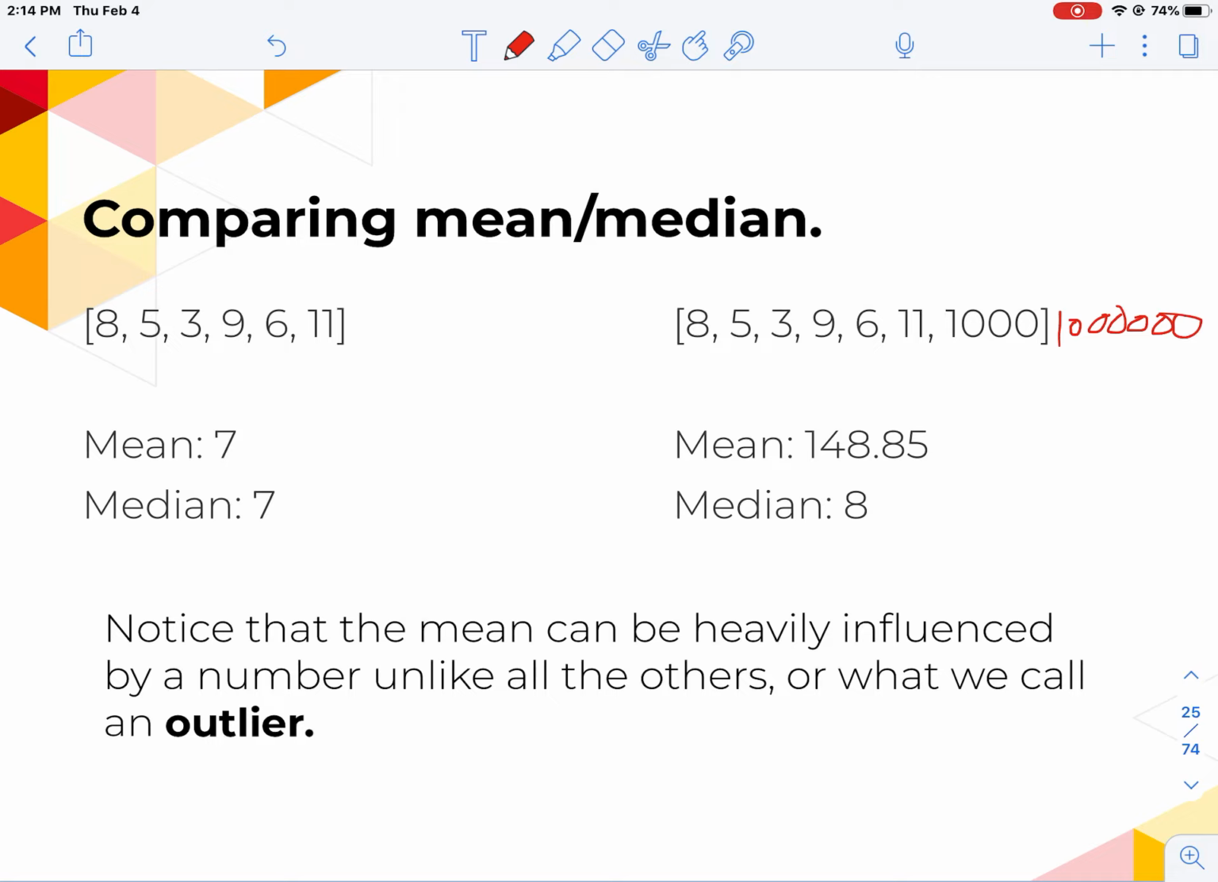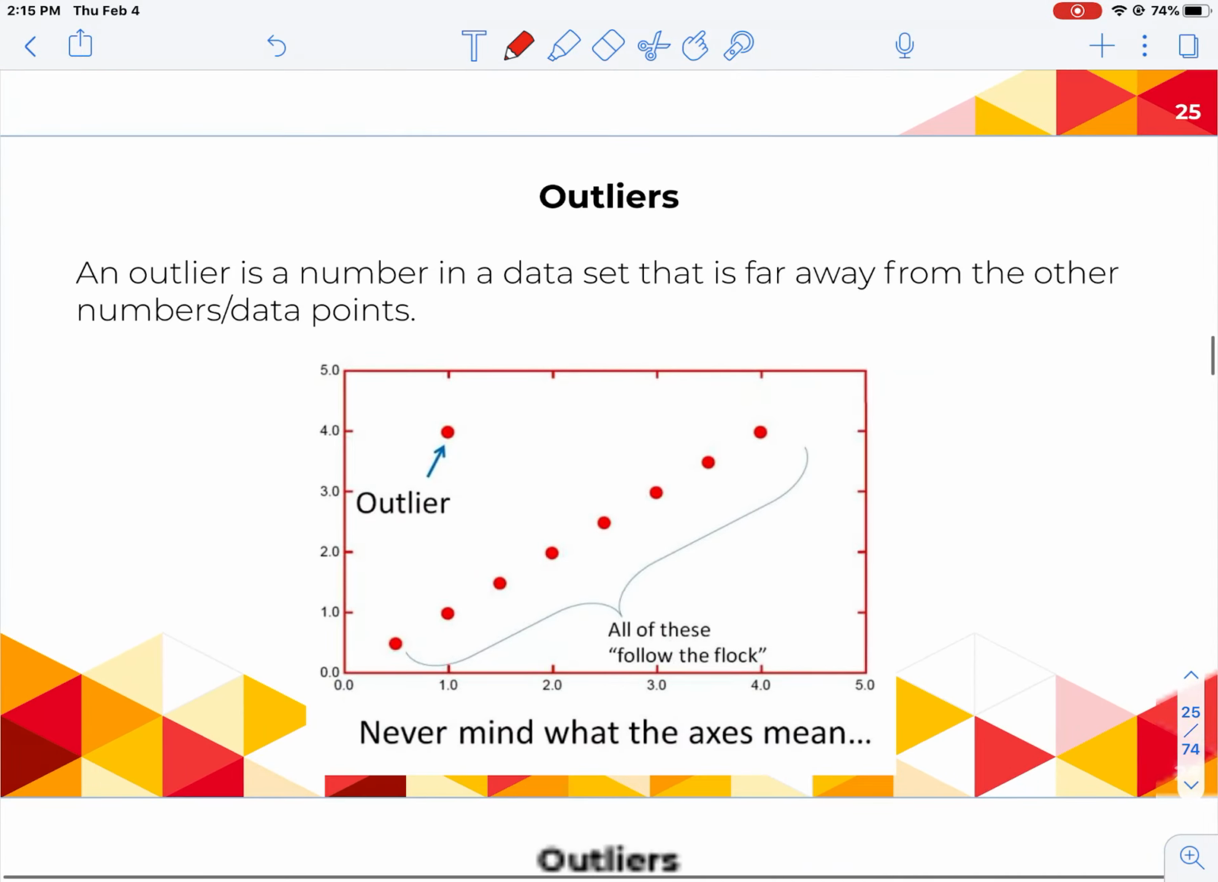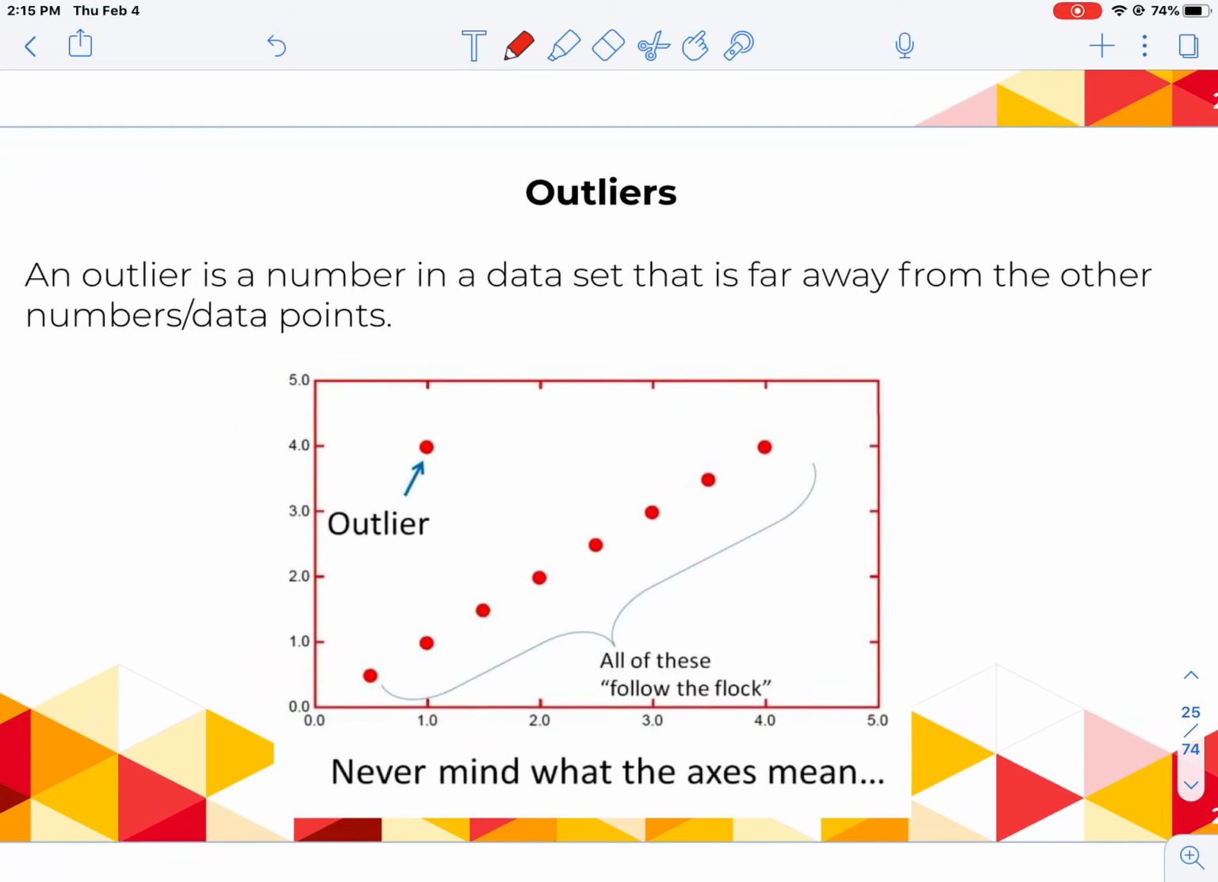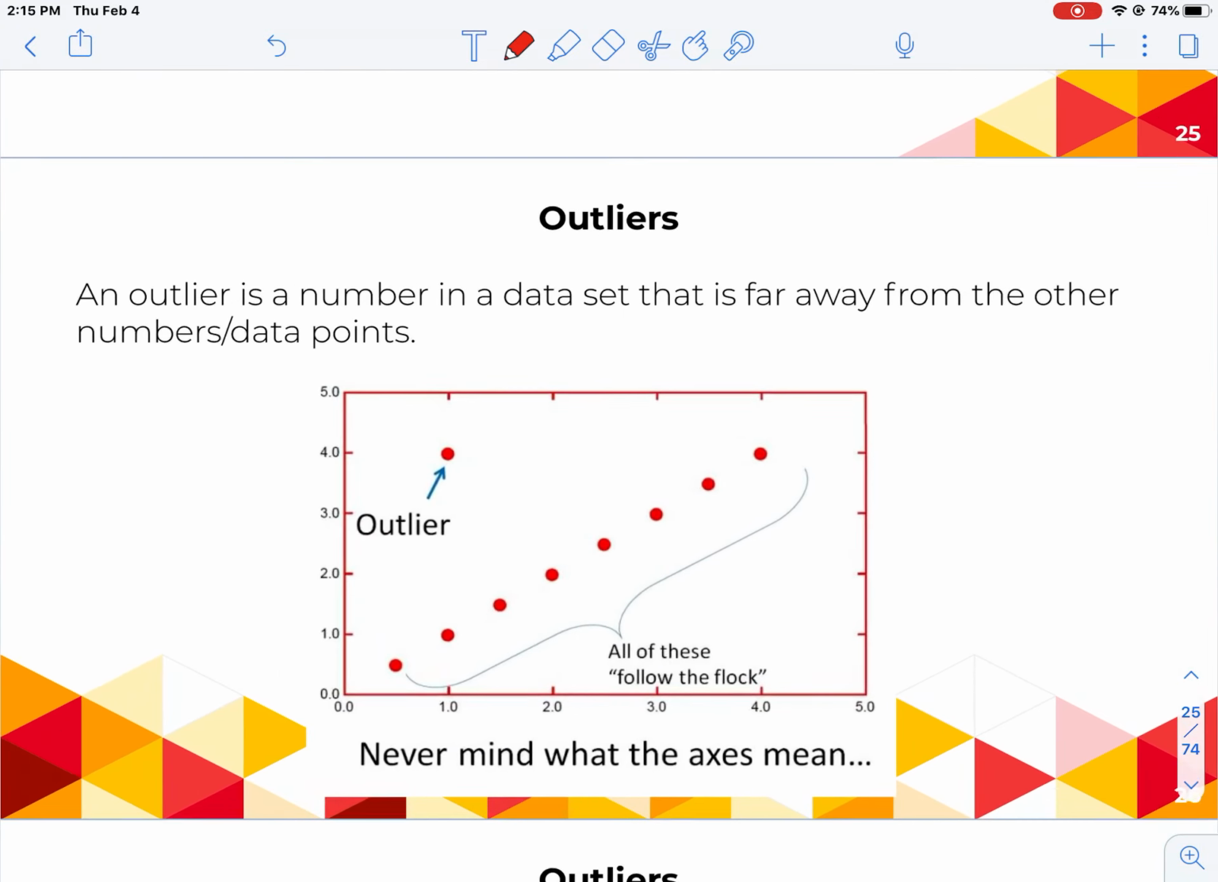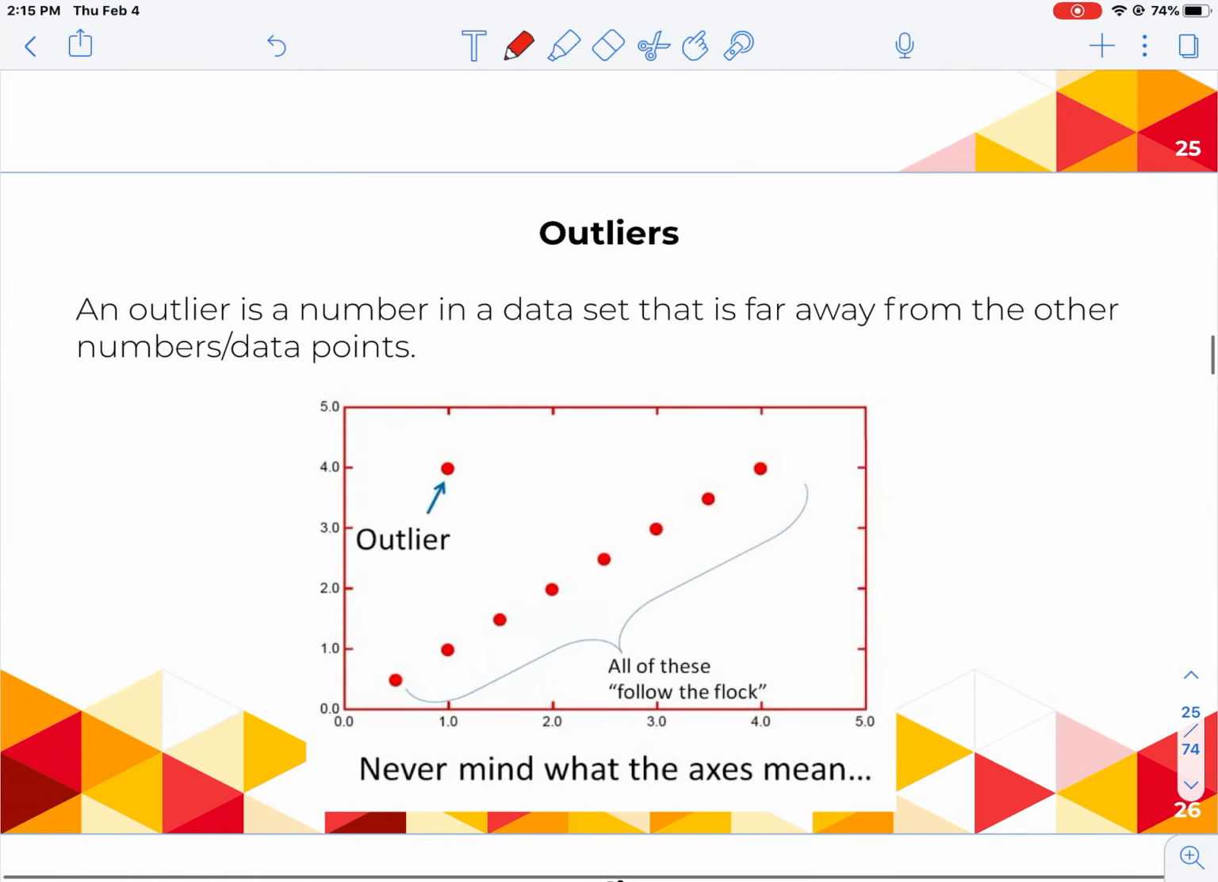Unless you have a data point that's really far off from all the other ones, you can use the mean, but I would use the median if you have an outlier. Again, an outlier is a number that's way far away from all the other numbers. If you see the picture there, in common terms, someone that doesn't fit in could be considered an outlier of sorts.